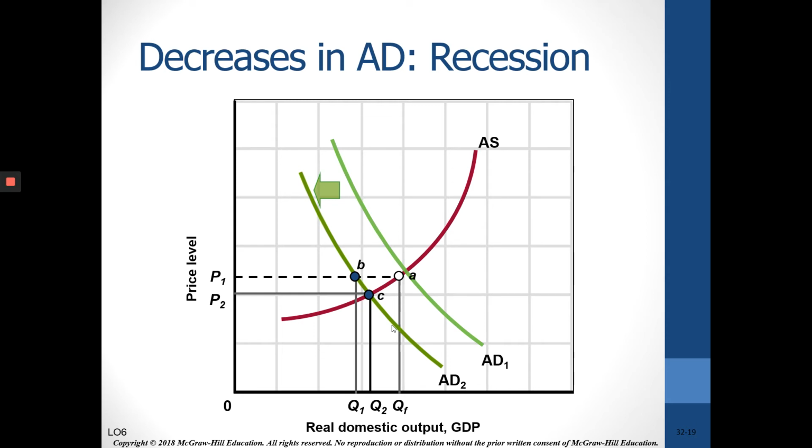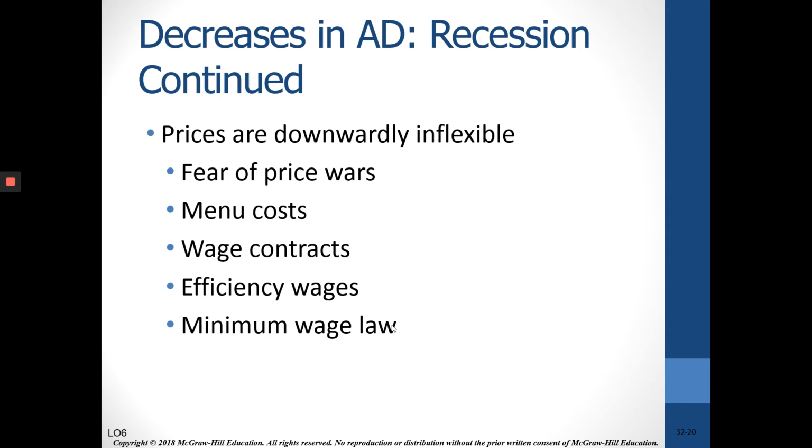Today, we really don't see that prices fall like that. And the reason prices are downwardly inflexible is because there's a fear of price wars. If Delta Airlines reduces their prices, American will follow and meet them, and you have a race to the bottom. Somebody has to agree to raise prices again, and that makes it more difficult.